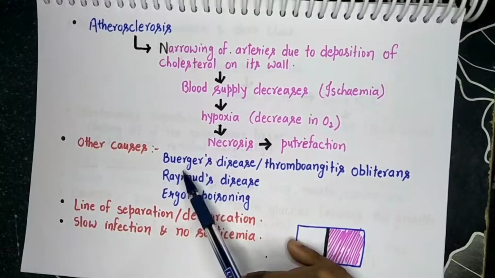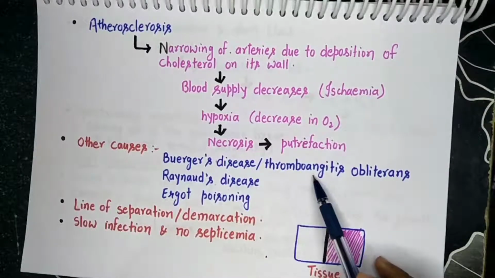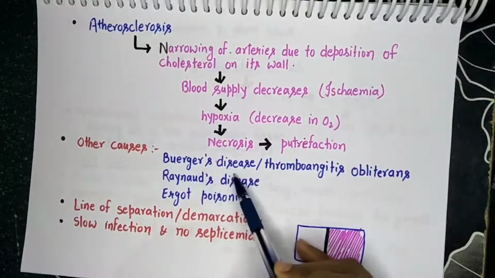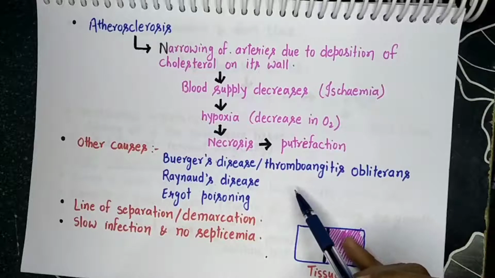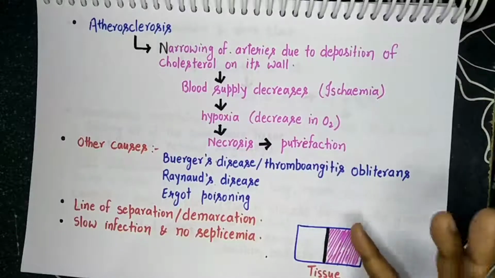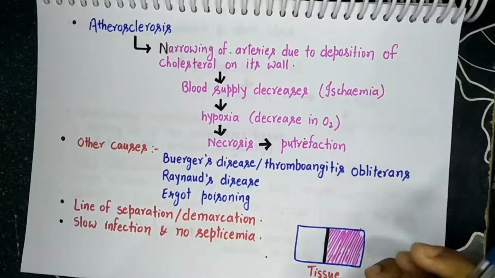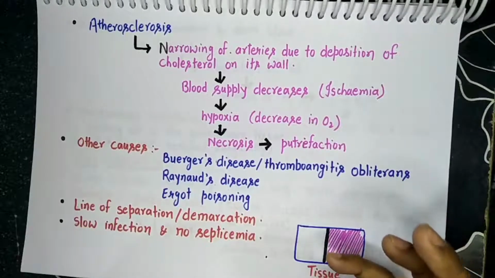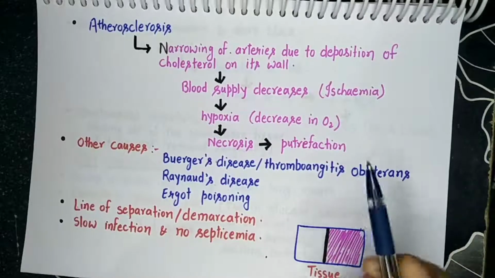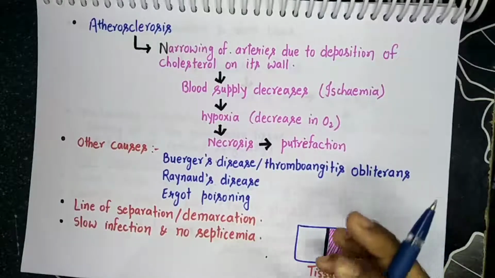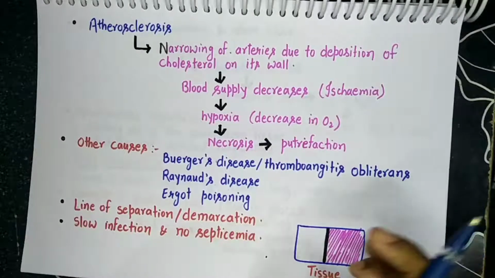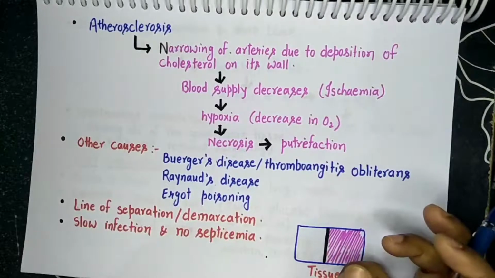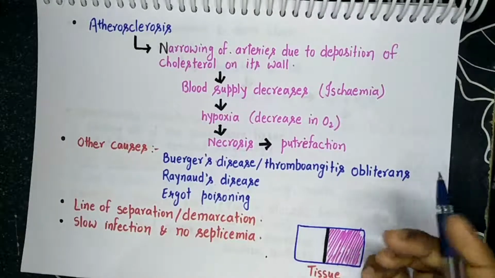First one is Buerger's disease or thromboangiitis obliterans. What do you mean by Buerger's disease or thromboangiitis obliterans? It means blockage of the blood vessels, that may be arteries or veins, due to formation of blood clots inside the arteries or veins. There may be a decrease in supply of oxygen, and finally necrosis and putrefaction of that area.